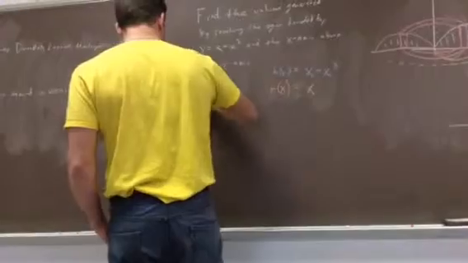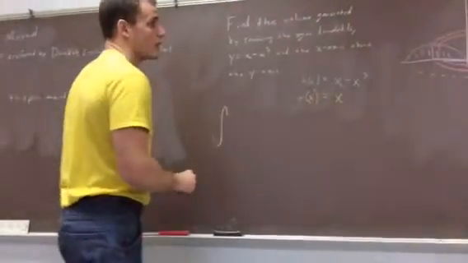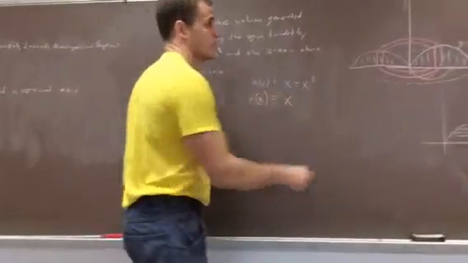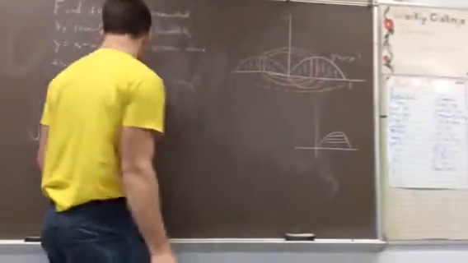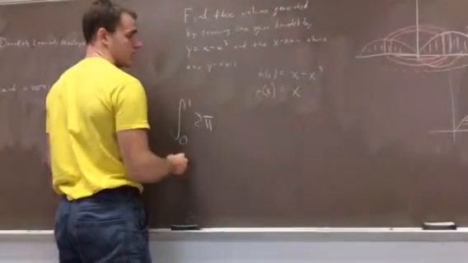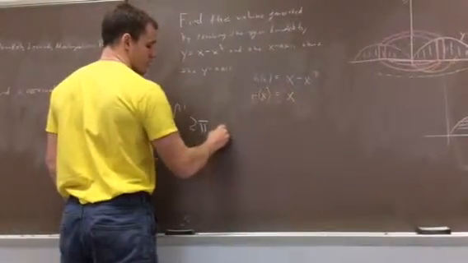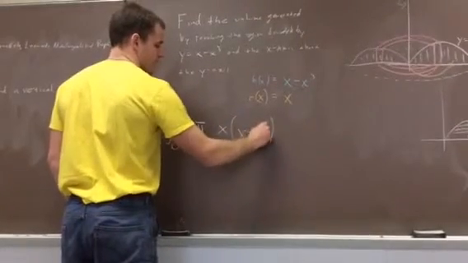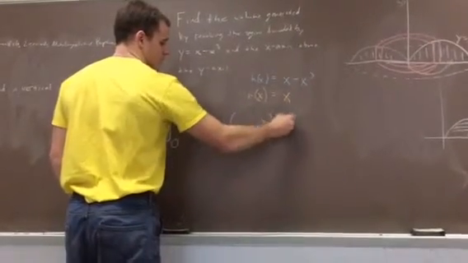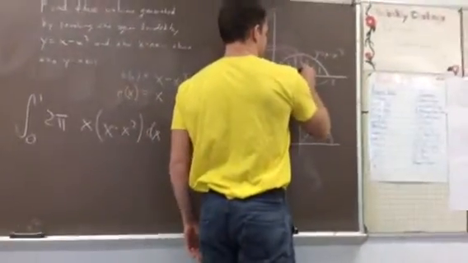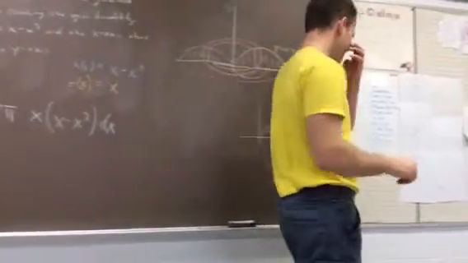So we set up our integral. Let's see here, we're going to go from 0 to 1, 2 pi, the radius is just x, the height function is x minus x cubed, and the width of each box is the dx, because they get really, really small.